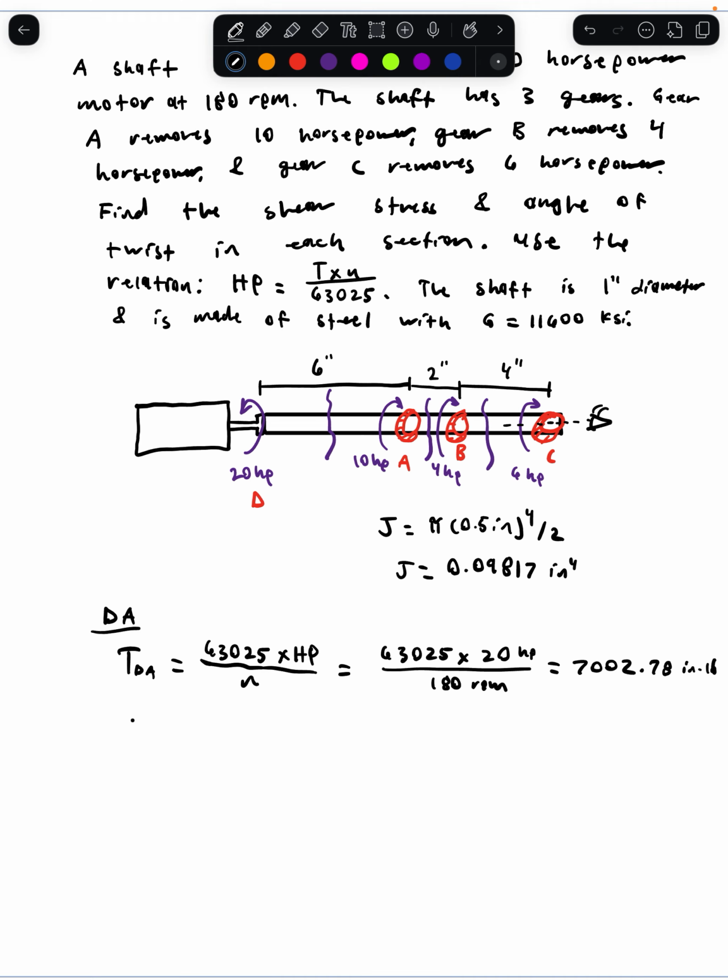Now let's solve for the shear stress. If you remember from our equation above, that is the torque times radius over J. Our torque is 7,002.78 inch-pounds, our radius is half an inch, and J is 0.09817 inches to the fourth. Looking at the units, that's going to give us PSI, which is what we want.